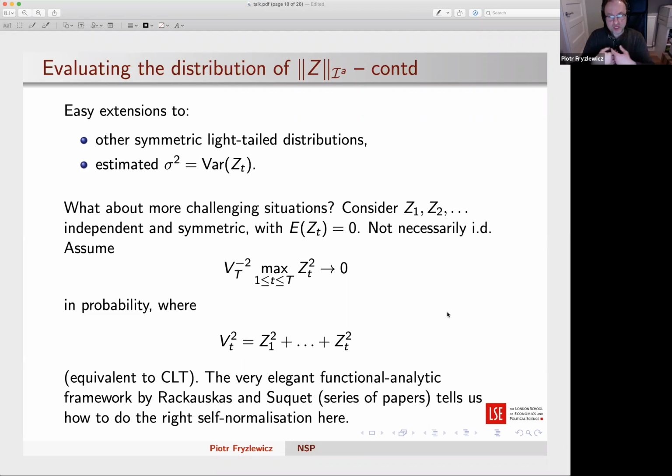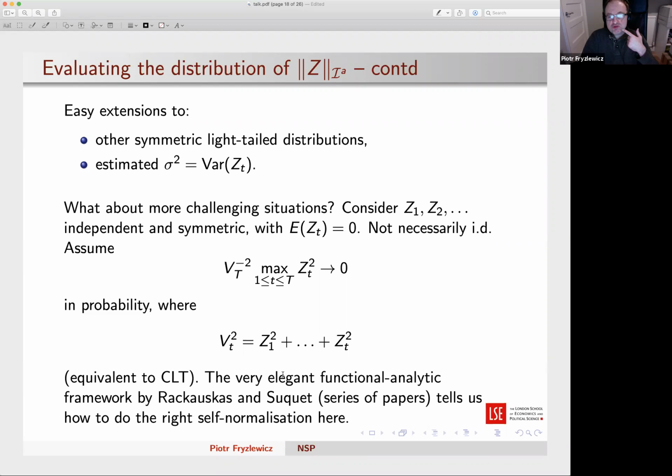What if I have a situation where I don't know much about my noise? Imagine I have this sequence of noise variables Z1, Z2, etc., which are independent and symmetric, but not necessarily identically distributed. So I may have heterogeneity in the distribution. I may not know much about the distribution at all. So let's take a look.